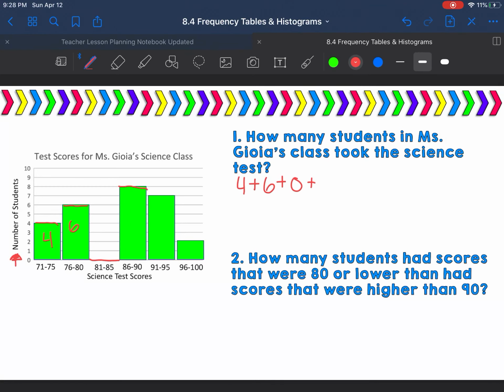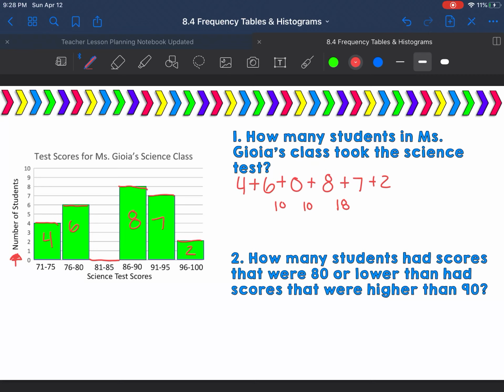80 to 85, well, 0. 86 to 90, there were 8. 91 to 95, there were 7. So I'm going to add that. And then over here, between 96 and 100, only 2 students got that. So now I just need to add them up.